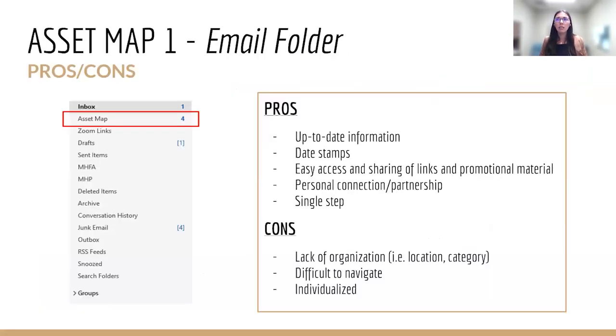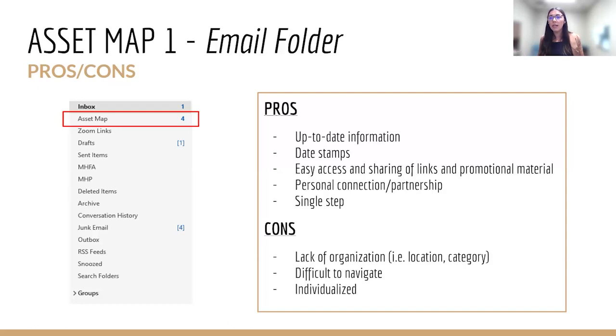Go to the next slide there. So some pros and cons of the email folder. You have up-to-date information. Because you are receiving these monthly or however frequent it is, it's relevant based on that given time. You have date stamps for everything. So you can look back and see, this organization was running this program last November. Maybe I'll reach out and see if they're running it now in the spring.